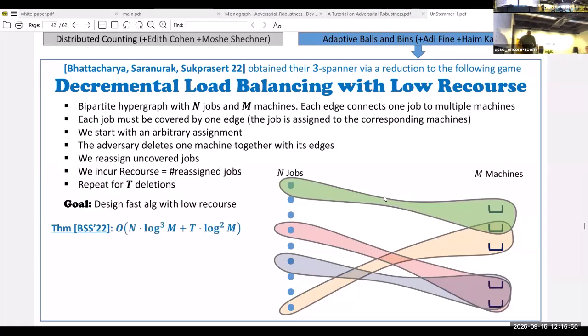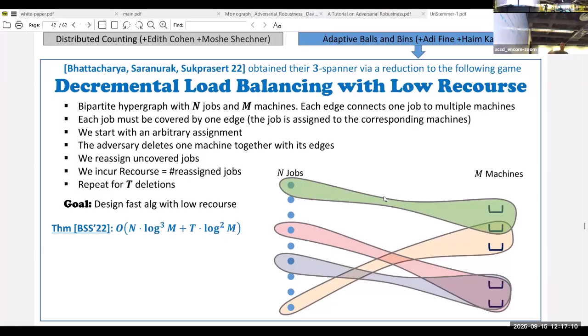So what the previous paper did, here's their bound. Their algorithm guarantees recourse of that magnitude. So let's read it together. N is the number of jobs, M is the number of machines, T is the number of steps. So if you think about it, it's quite good, right?